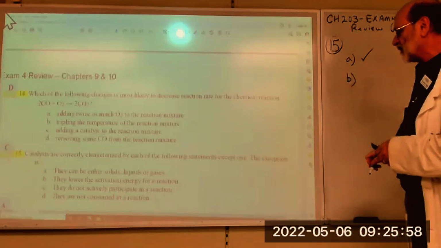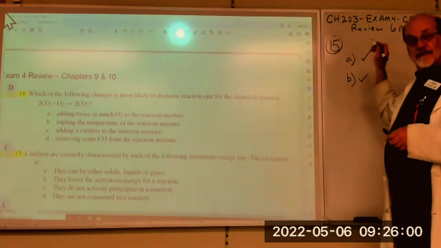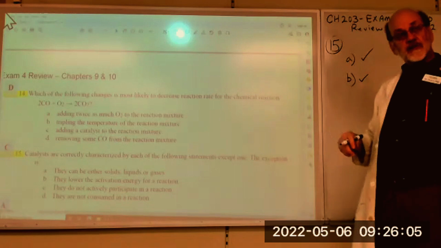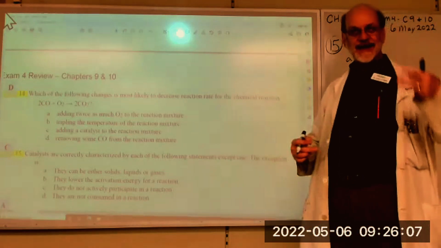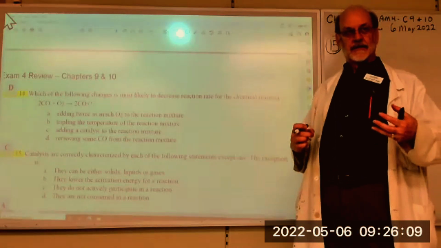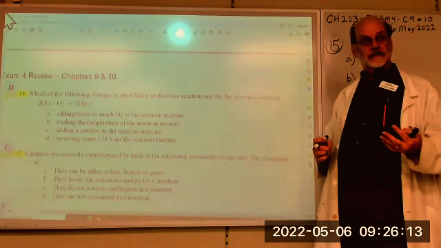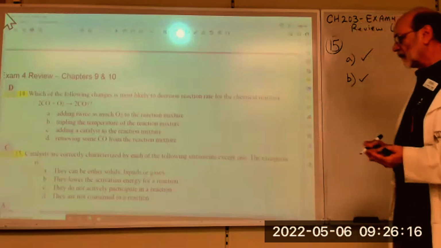They lower the activation energy for a reaction. Yep, that's what speeds them up. They actually provide an alternate route for the mechanism of the reaction. You end up with the same products. You just get there by a different, faster route with a catalyst.